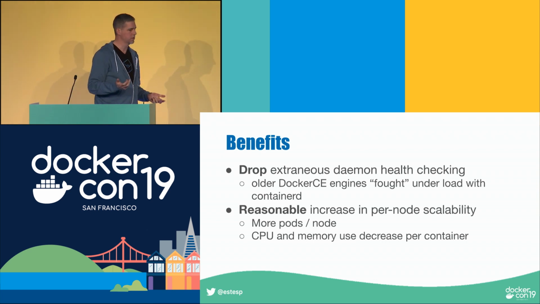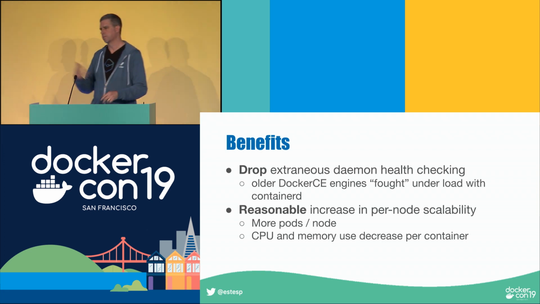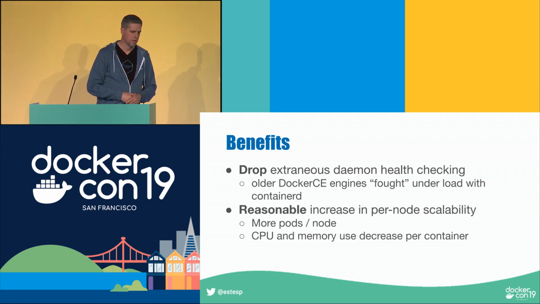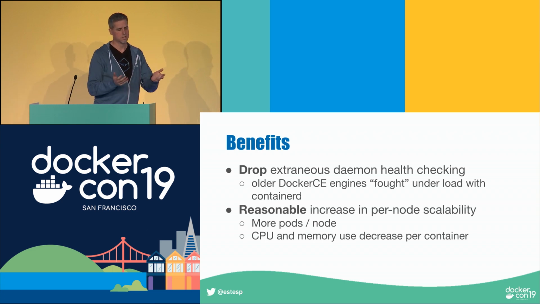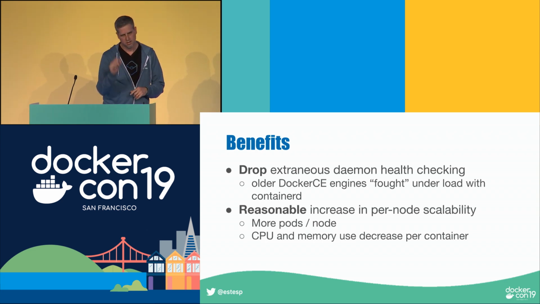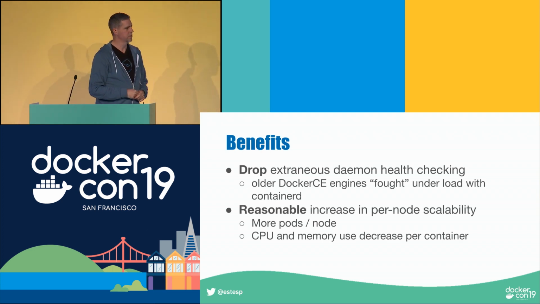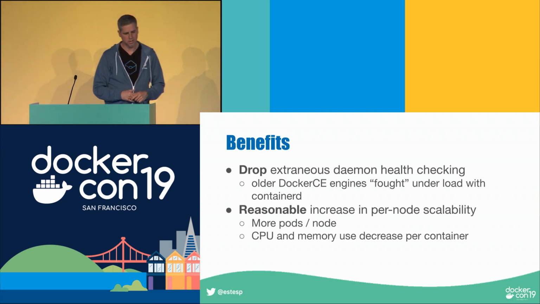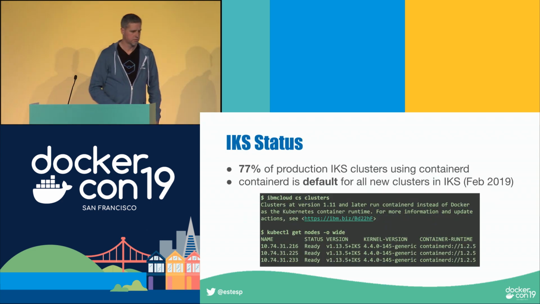And then there's a reasonable increase in per node scalability because of what Lantao showed you, being able to fit more pods per node on the same hardware configuration, finding CPU and memory use decrease per container. And some of that, Derek showed you the TTRPC, so that was done specifically so the per container shim was using less memory. And so again, we've seen those benefits practically in reality in our service.